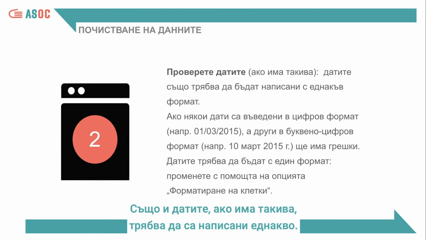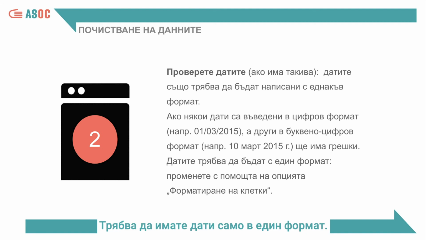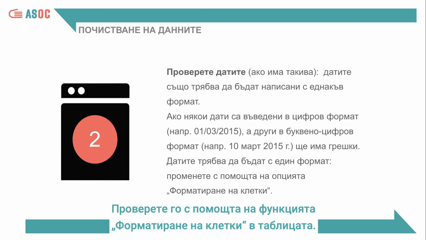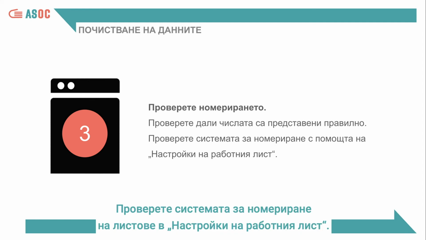Even the dates, if any, must be written in a similar manner. For example, it would be erroneous for some dates to be entered in numeric format and others in alphanumeric format. You must have dates in one format only. Check them using the Format Cells function in the table. Make sure that the numerical values are presented correctly. Check the sheet numbering system in Worksheet Settings.